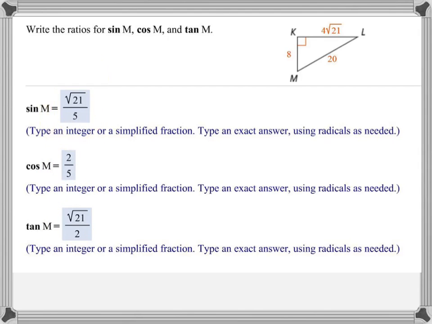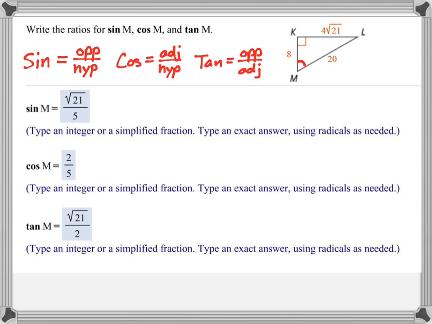So the first thing I need to know is the three trig ratios: sine, cosine, tangent. Sine is opposite over hypotenuse, cosine is adjacent over hypotenuse, and tangent is opposite over adjacent. Now you'll notice each one of these is talking about m. So on my diagram here, I went ahead and arced m because that's the angle I care about.